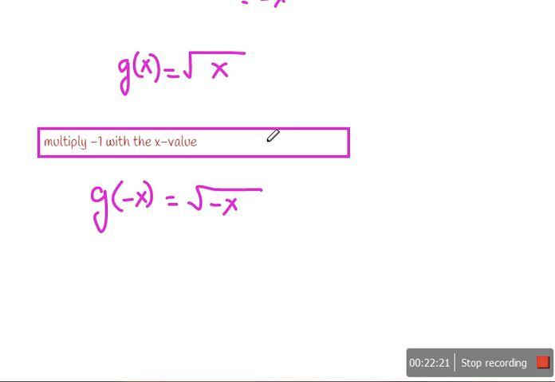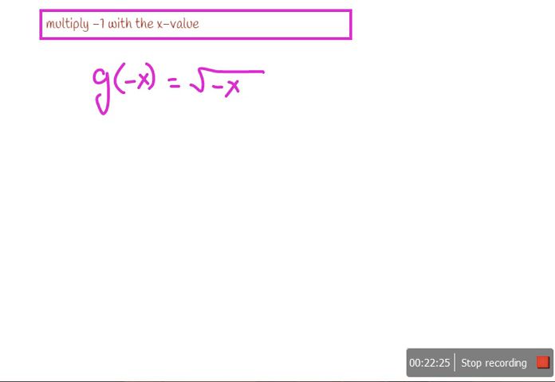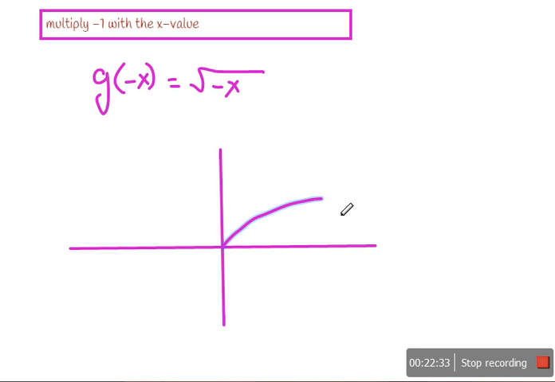So what happens in this case? Say the graph of g of x equals square root of x looks like that, as you already studied. But when you do the square root of negative x, it would flip it on the other side. It would go like that. So the change occurs from here to here. You see that.